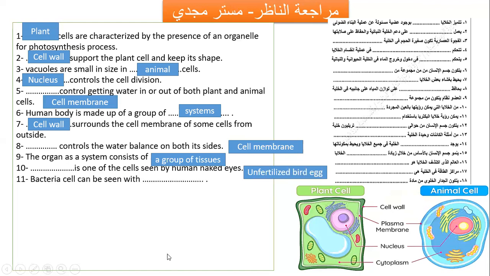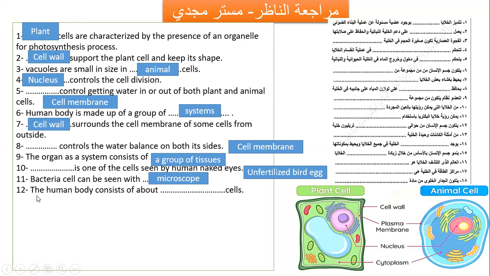Number 11, bacteria cell can be seen with. So bacteria cell is smaller than plant cell and animal cell. So bacteria cell needs what to be seen? A microscope. Bacteria cell can be seen with microscope.